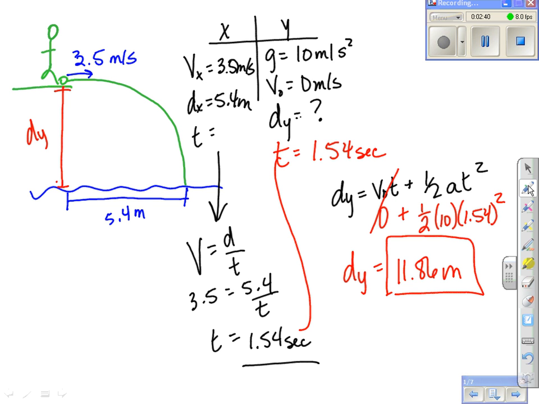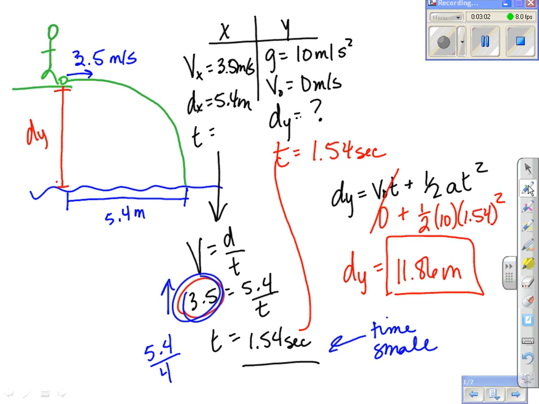Now it asks if you make this right here a larger number, the 3.5, then what will happen is you'll eventually do 5.4 divided by something like 4. If that's a bigger number, then that's going to make your time smaller. So if it shortens your time, then that would be the answer to B. Okay, so time is smaller or shortened.